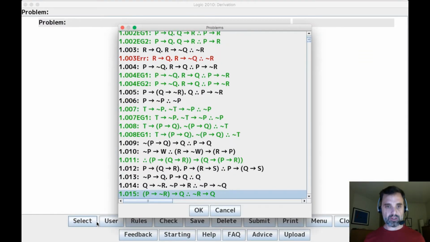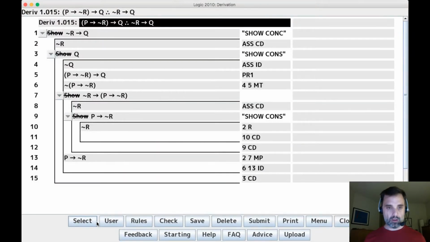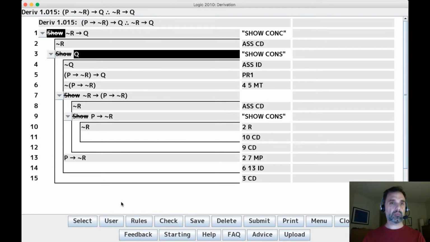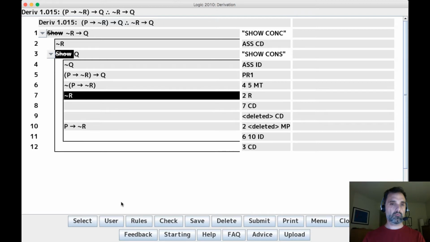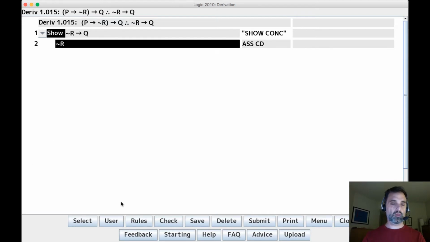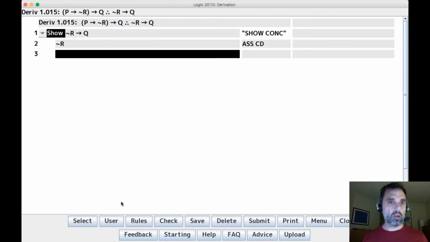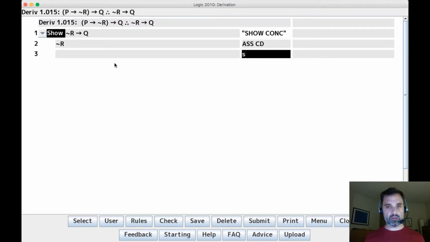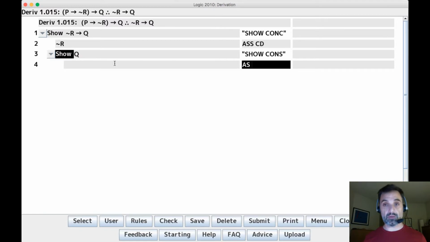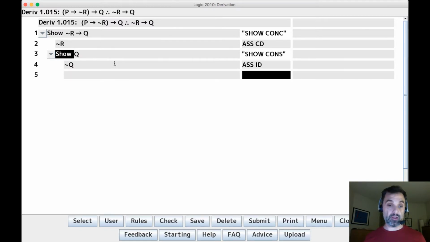So let's look at 115. Now, there are different ways to do 115. So here's one way. We want to show if not R, then Q, and so we assume not R. Now, if we were proceeding in the way that the strategy directions suggest, we would then go ahead and show the consequent, and we'd assume ID, and proceed from there.